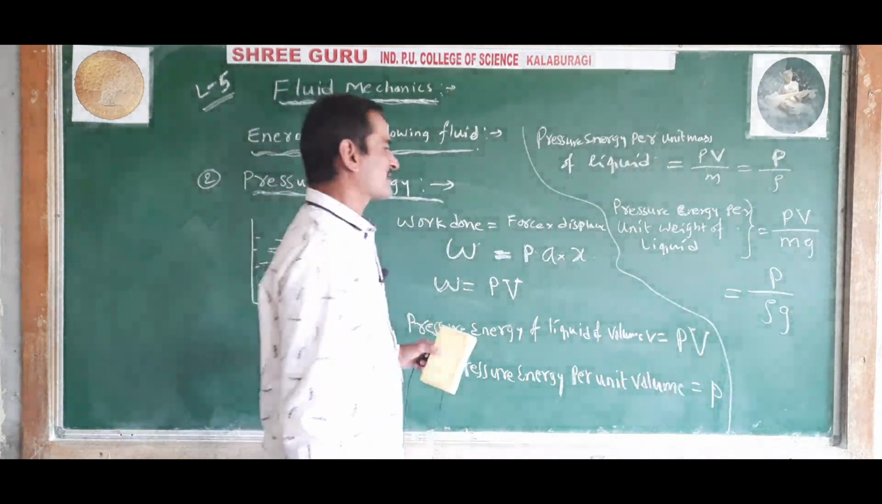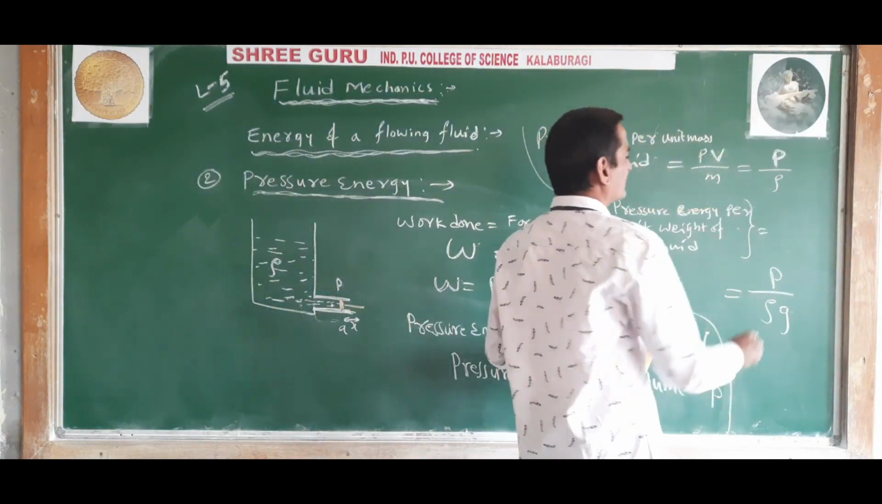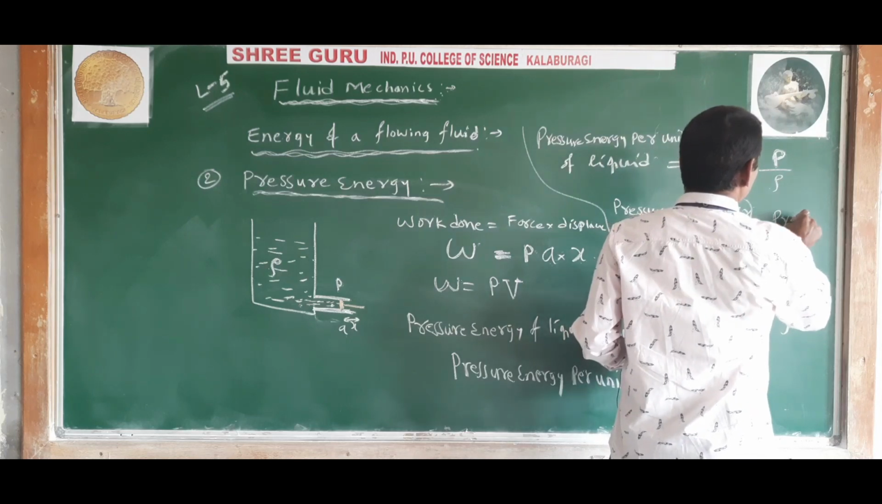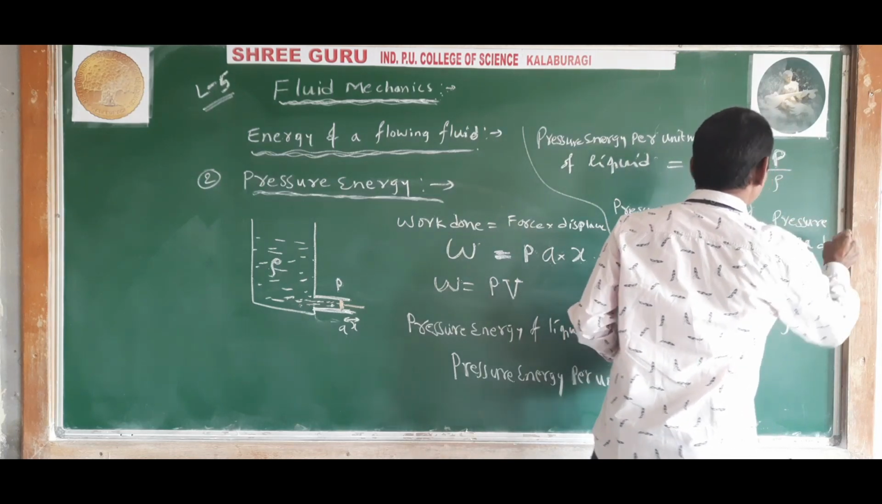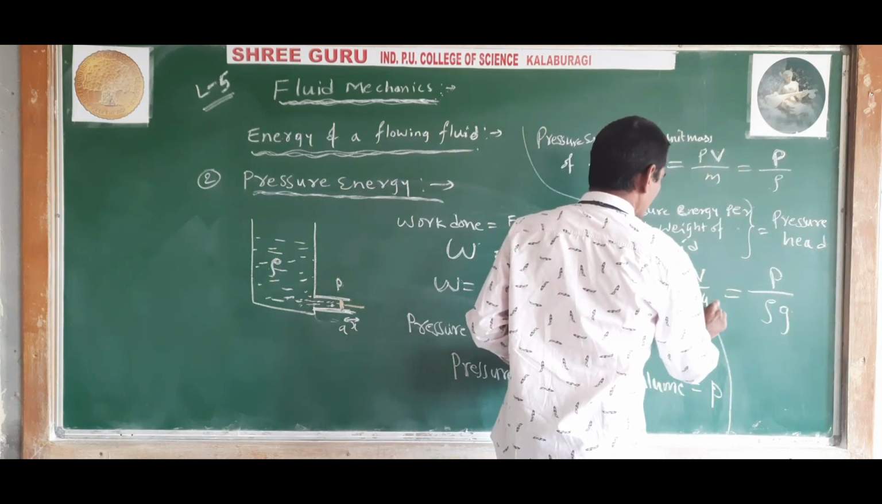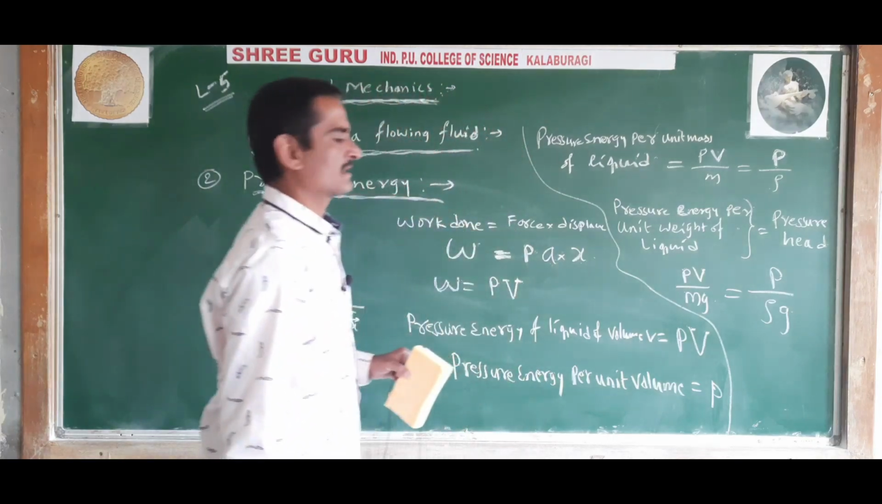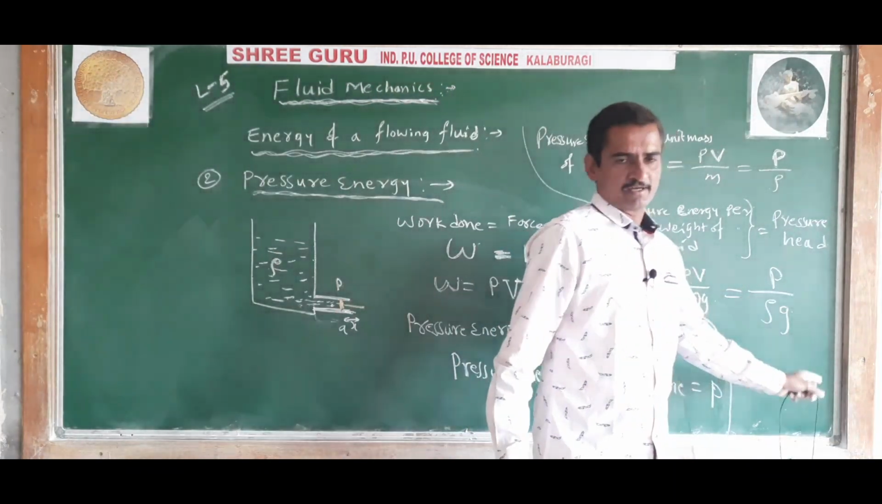This is called pressure energy per unit weight of the liquid, and pressure energy per unit weight of the liquid is called pressure head. It is given by PV divided by mg, that is P divided by rho g. P divided by rho g is called pressure head.